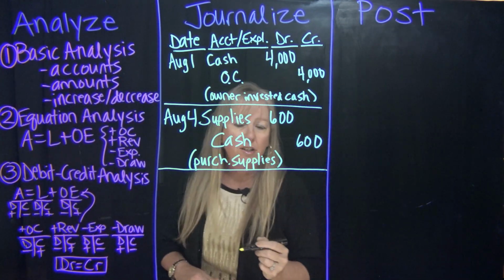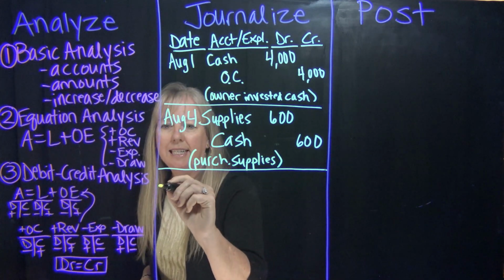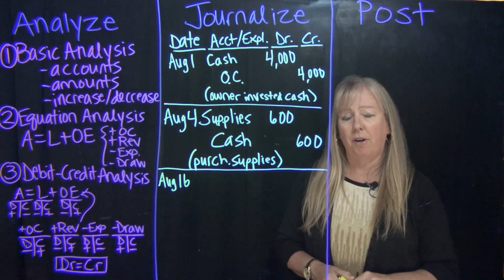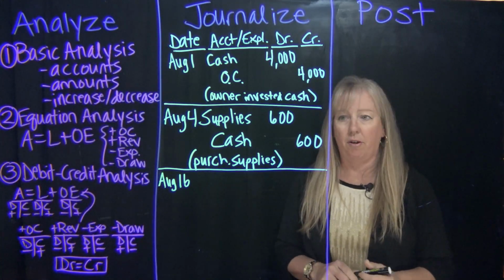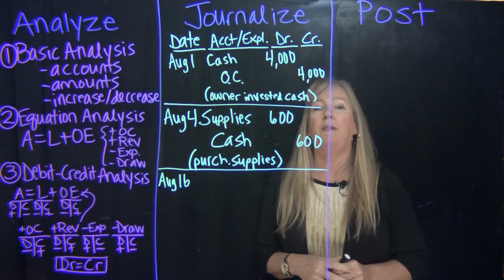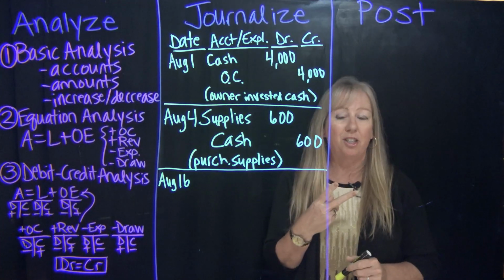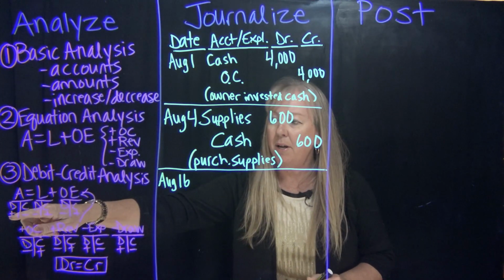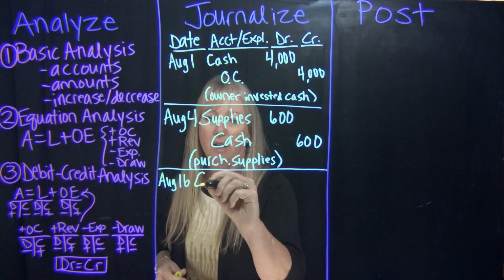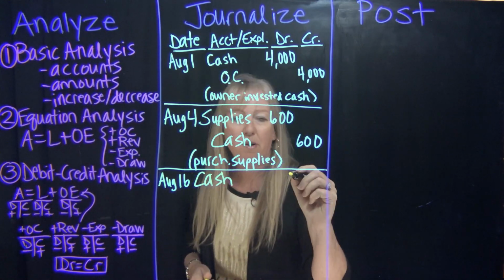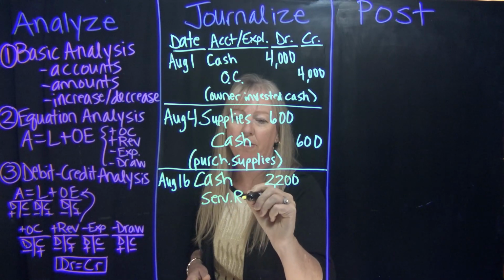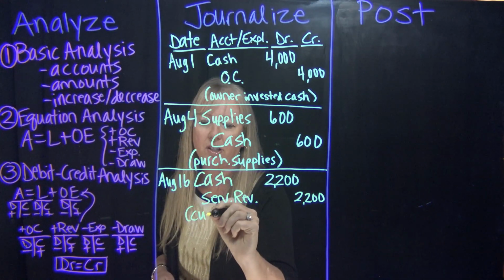Our third transaction was given date of August 16th. The third transaction was a customer purchases some services for us in the amount of $2,200. So I'm going to think about the accounts, the amounts, and the analysis. We already determined that it was cash and service revenue. Cash goes up, so that's right here, that's our debit, and service revenue also goes up, that's our credit. So cash is first because the debited account goes first, and the given amount was $2,200. And I'm abbreviating service revenue, and I'm going to say customer purchased services.